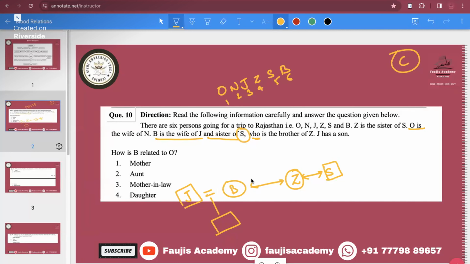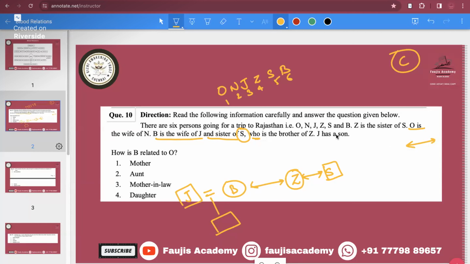B is the wife of J, equal sign, which means the relation between them is husband and wife. B is the sister of S, and we are representing brother and sister. Who is the brother of Z? That means S is male. J has a son.